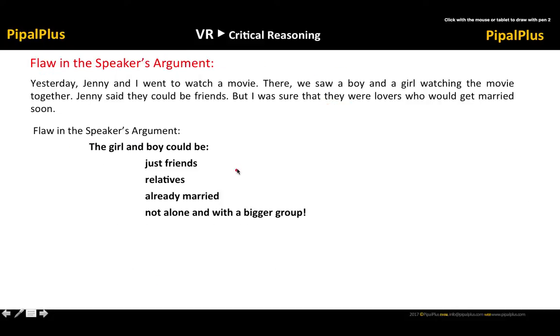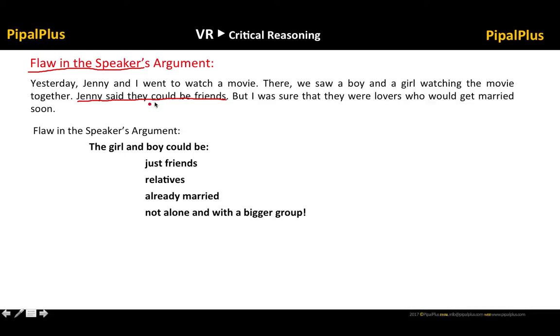All right, now the third kind of questions that are relevant to the assumption is finding the flaw in the speaker's argument. Finding the flaw is basically, again, attacking the assumption and finding if there are any logical holes in what has been assumed. Clearly, one of the logical holes has already been pointed out by the counter conclusion. What Jenny had said was that they could be friends, but I said no, I am quite sure that they are lovers, they're not just friends.